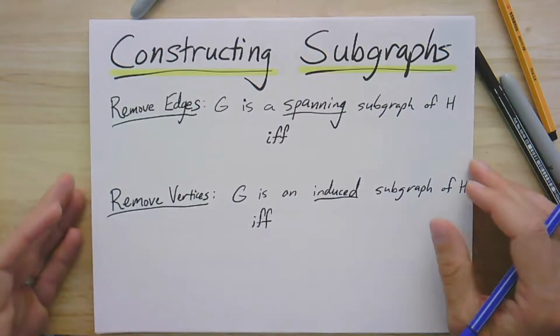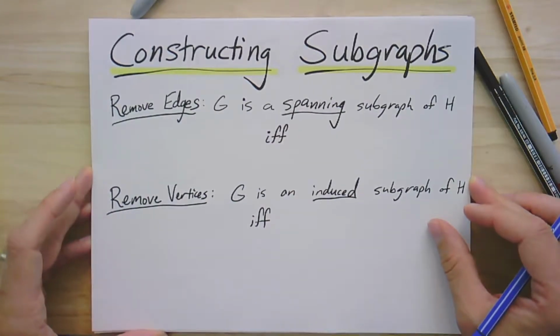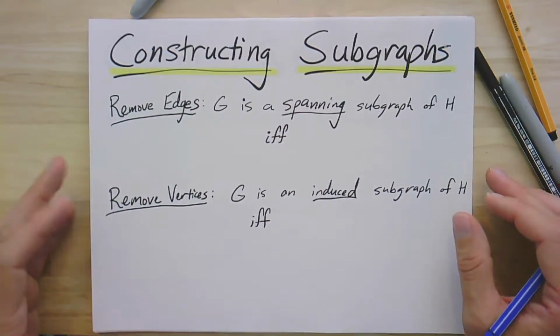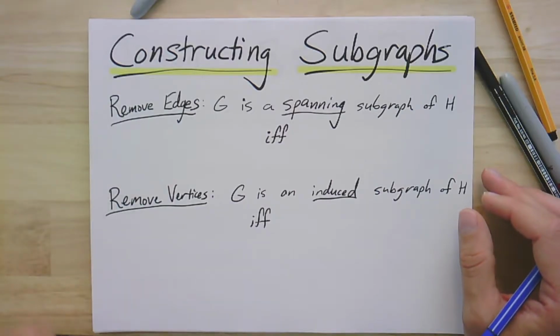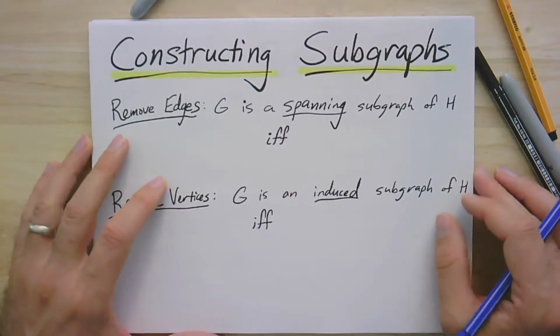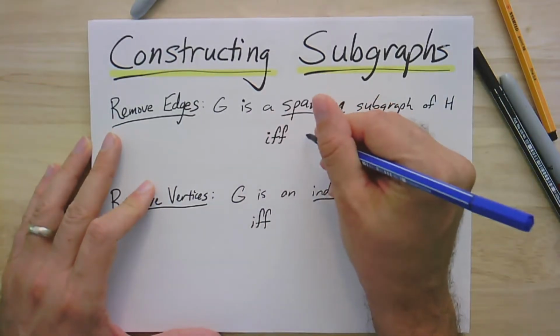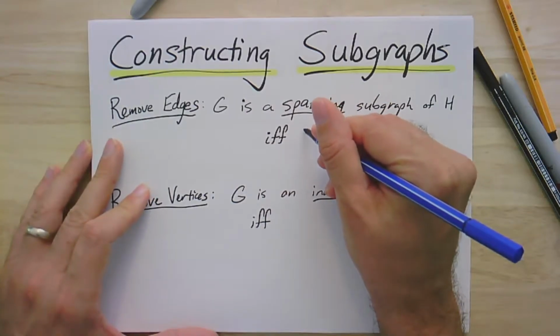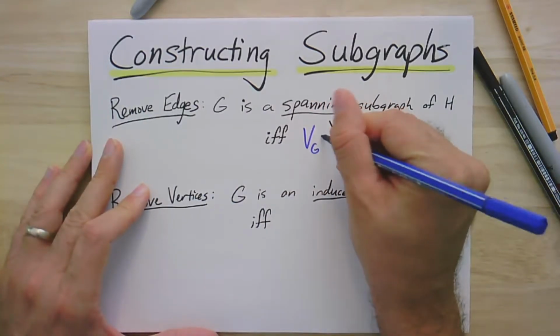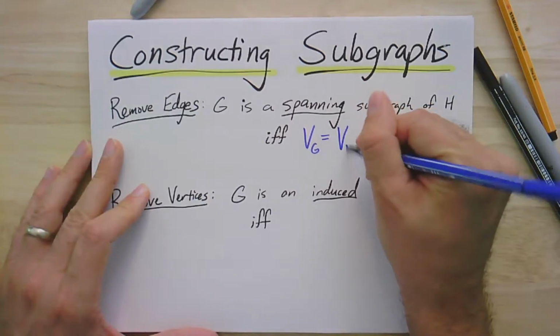All right. In many cases, we get a subgraph by actually taking stuff away from a graph that we started with. So if you start with some graph, let's call it H, and you remove edges, you leave all the vertices, but you remove edges, then that's going to be called a spanning subgraph, right? So this means that the vertex set of G is actually equal to the vertex set of H.